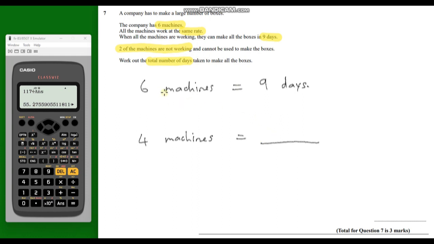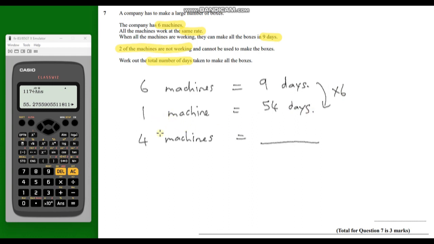Now, I'm not going to go straight from 6 to 4. First of all, I'm going to work out how long it would take for 1 machine to make the boxes. So if it takes 9 days for 6 machines, if we've only got 1 machine, it's going to take longer. A lot of people will accidentally just divide by 6, but it's going to be the opposite way around. Because we've only got 1 machine, it's going to take 6 times as long, because it does say that all the machines work at the same rate. So I'm going to multiply this by 6. So now it's going to take 54 days for 1 machine.